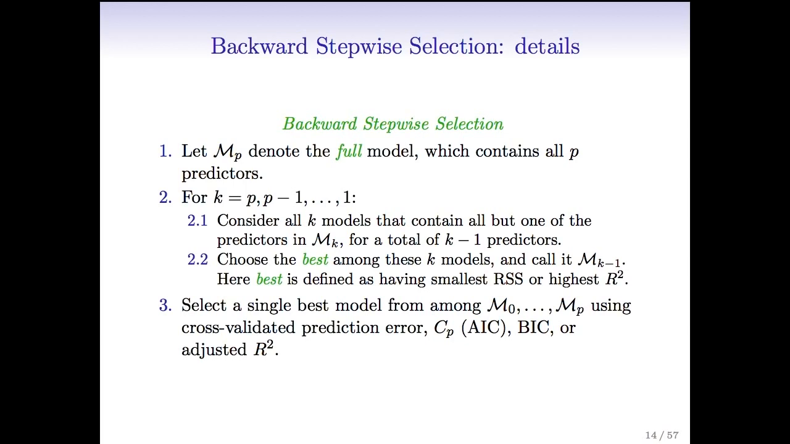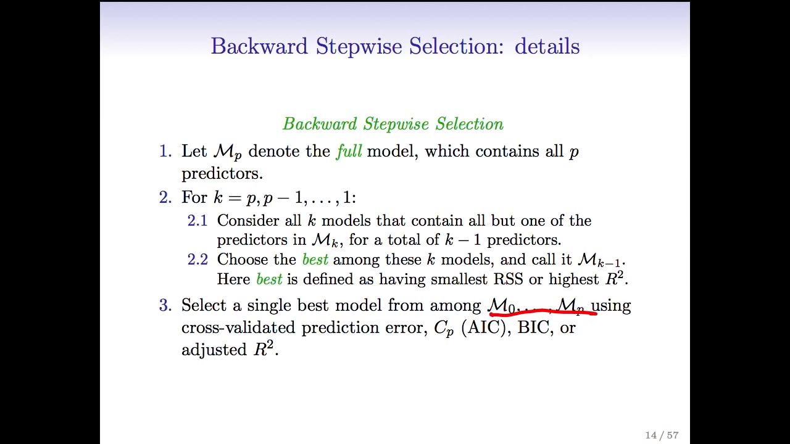And we're going to keep doing this until we make it down to the model with just one predictor, M1, and finally to the model with no predictors, which is M0. So that's once again going to give us a set of models from M0 to MP. And we're going to choose among them using, once again, cross-validation, AIC, BIC, or adjusted R squared.